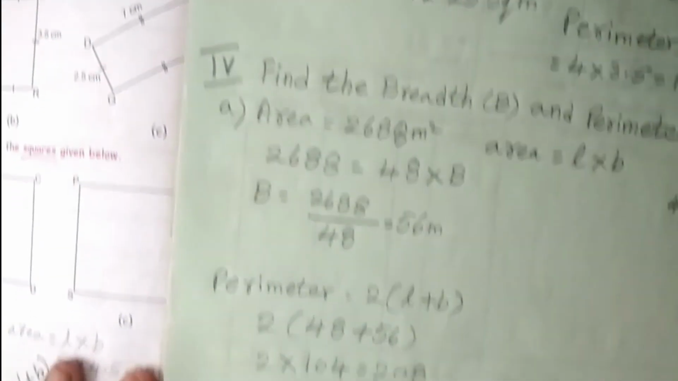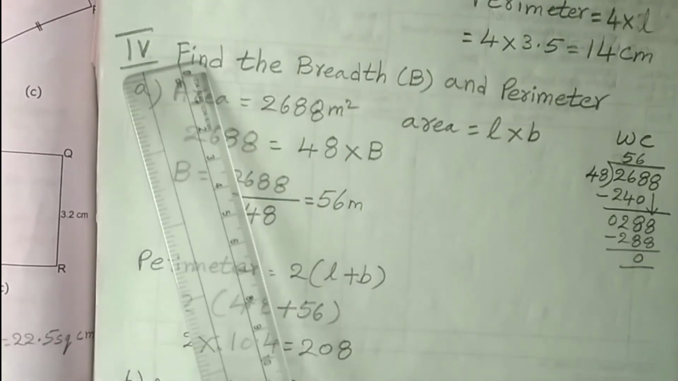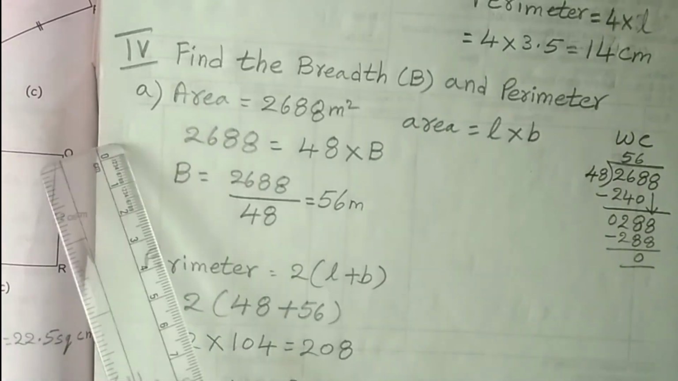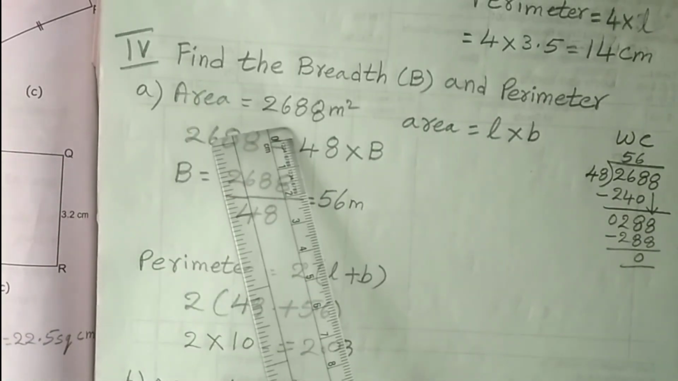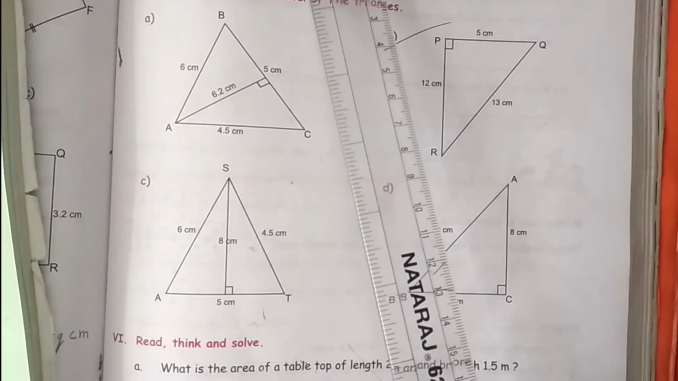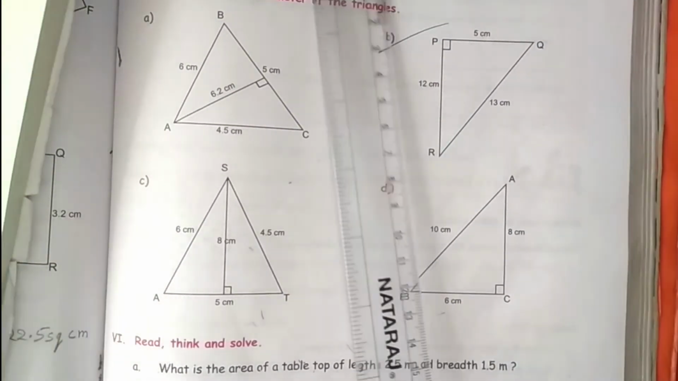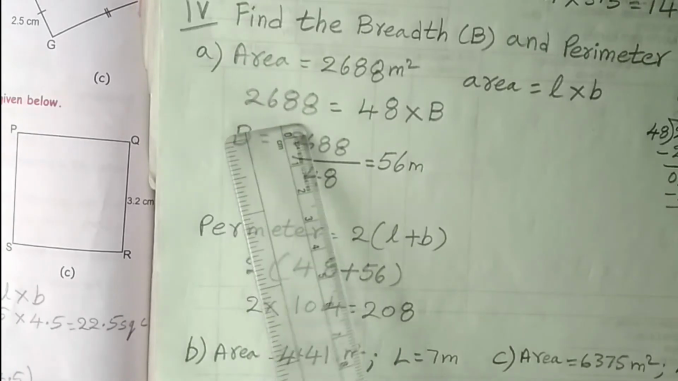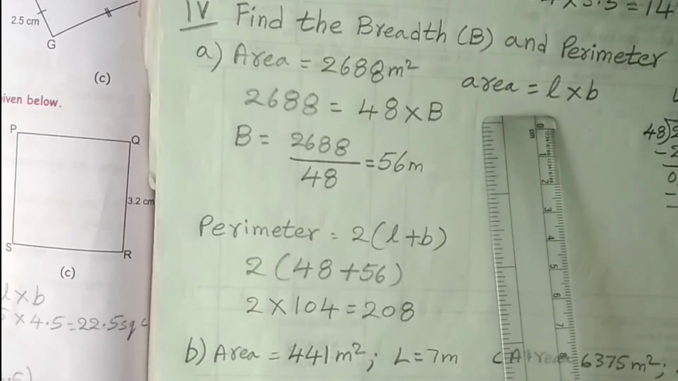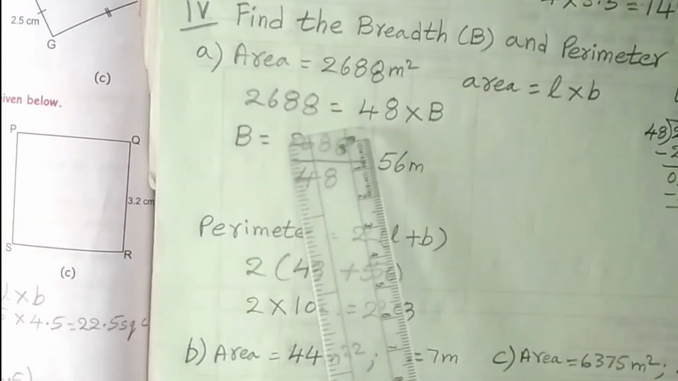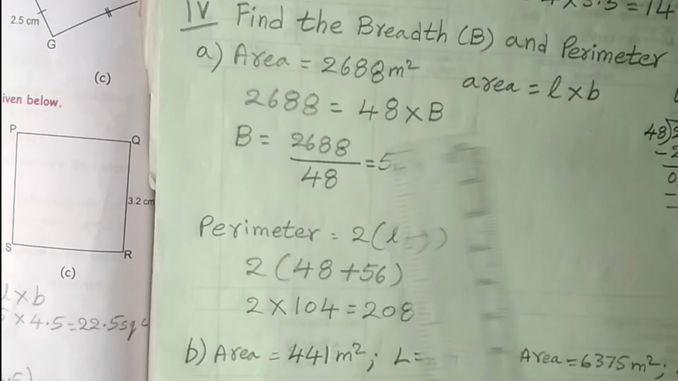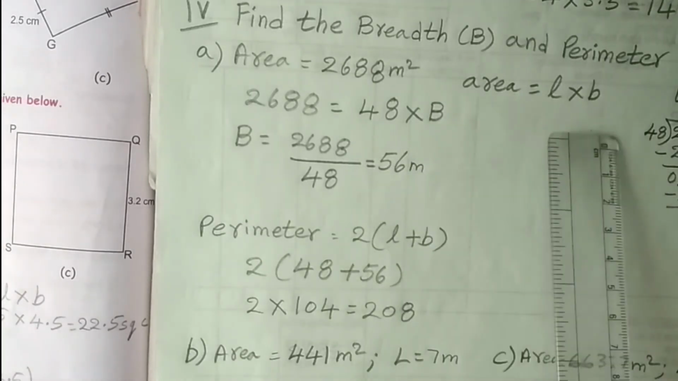See the working column I have done for you. Now, in the fourth bit, you see here, find the breadth B and perimeter. They have given the question as area is equal to 2688 square meters and the length they have given here as 48 meters in the question C. So, area is equal to 2688 square meters. What's the formula for this? Area is equal to length into breadth. So, length, we know, is 48. We don't know the breadth. So, we have to find this out. So, how will we do it? We have to do the division.